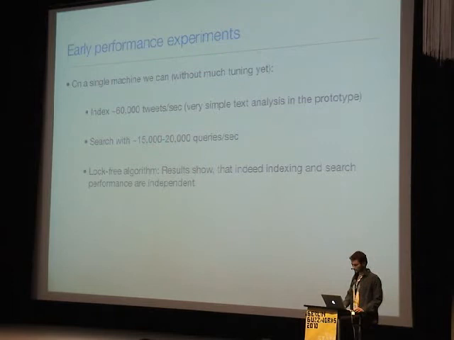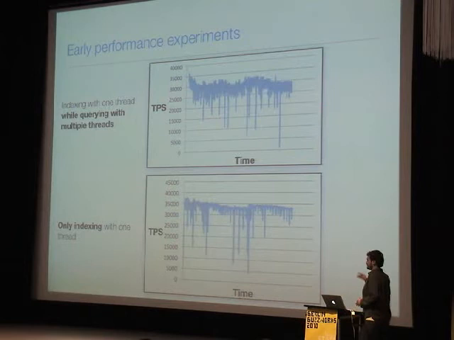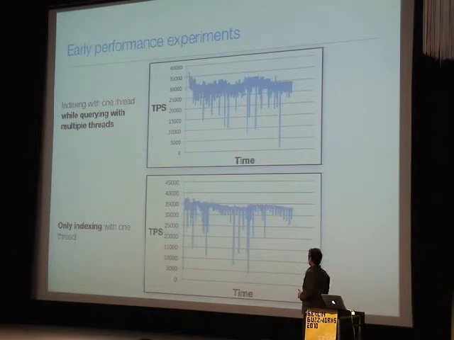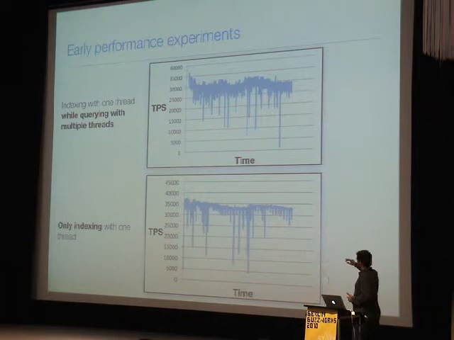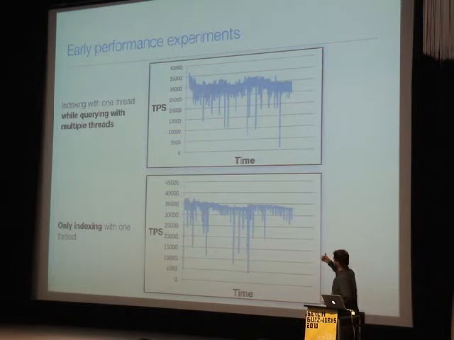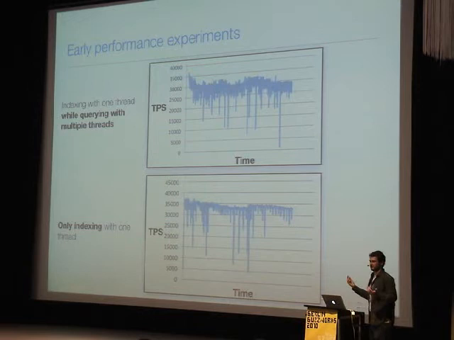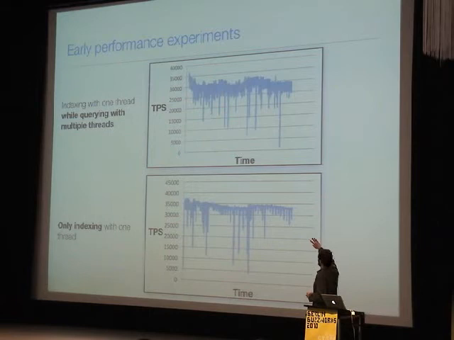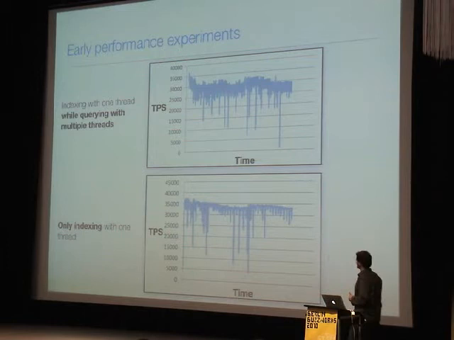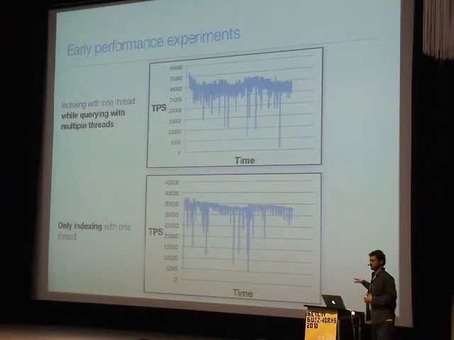So the first diagram, they look very similar, and that's good that they do, because the first diagram shows the graph. On the y-axis we have TPS, meaning tweets per second, the indexing speed, and on the x-axis we have the time. In the first test, we hit the machine with these 15 to 20,000 queries per second, and we see that the average is about 30,000 or a little less. The graph below is the same experiment, just this time we didn't query the machine at all, and the indexing performance is slightly higher.